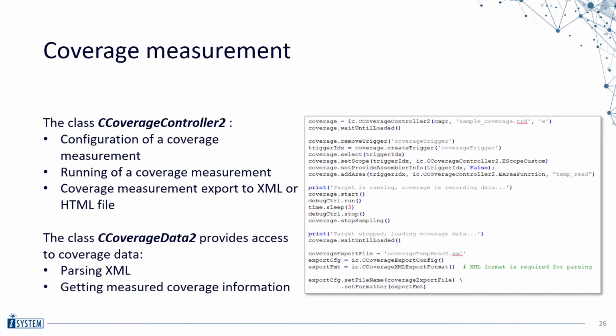The coverage controller is used to execute the coverage measurement. First, a configuration of coverage measurement is set, then a coverage is measured. In the end, the coverage measurement results are exported. The class coverage data provides access to coverage data exported to XML file. After parsing the XML file, the coverage information is displayed. I will demonstrate an example of coverage measurement script.